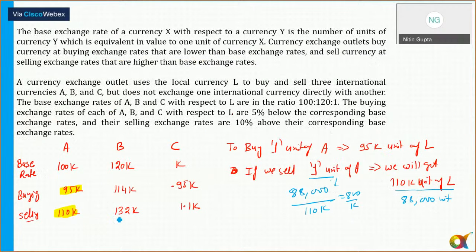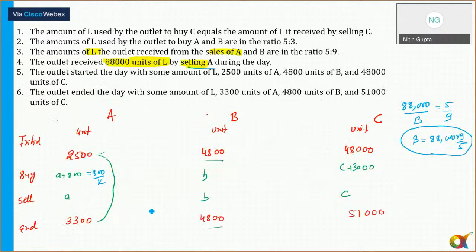Now the selling rate of B is equal to 132k. It means if we sell 1 unit of B, we'll receive 132k. So what is the number of units of B? The number of units of B is equal to 88,000 into 9 by 5, divided by 132k. Can you solve it and tell me the value? That is 88,000 into 9 by 5 divided by 132k. This comes out to be exactly 1200 by k.